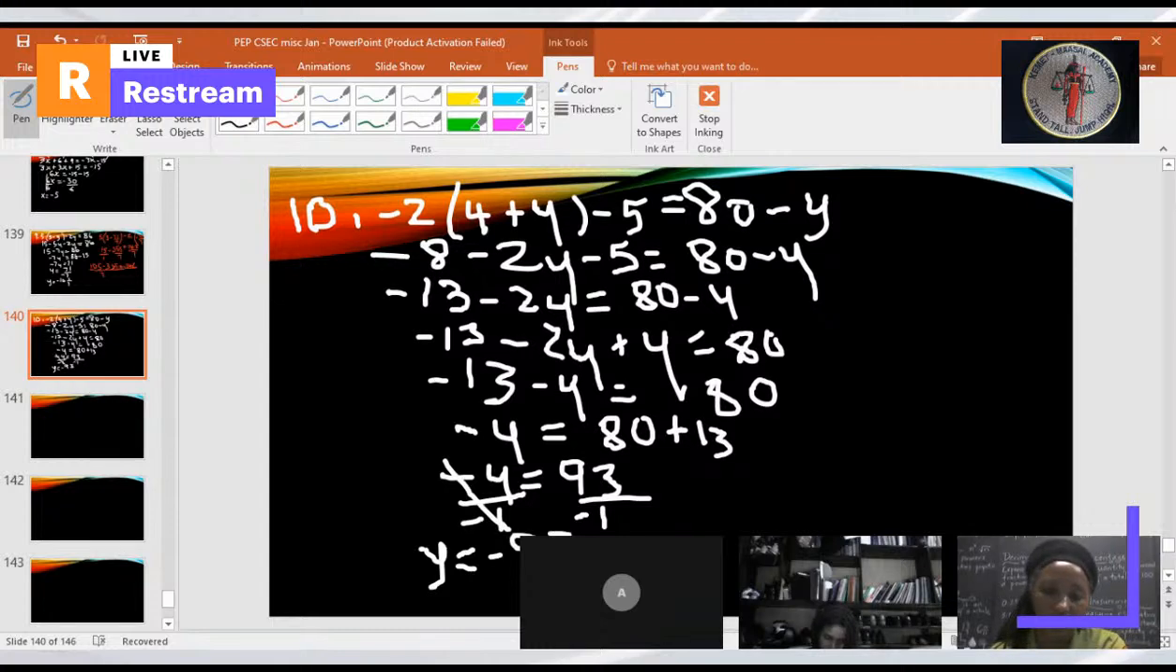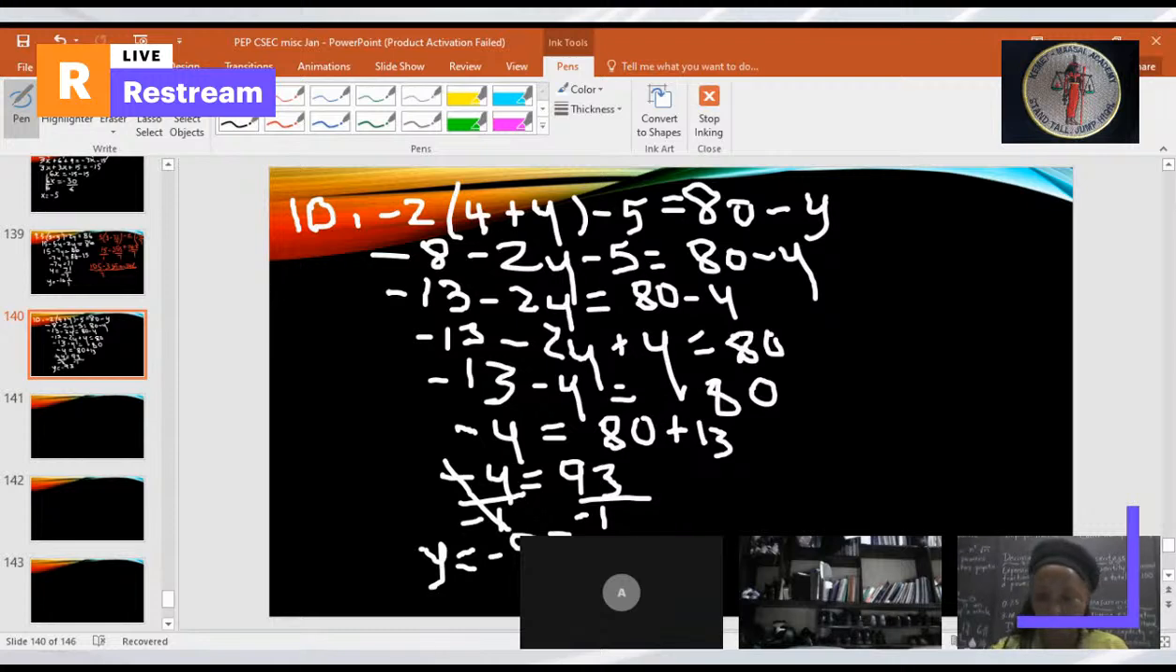All right, so plug this back into the original equation and see if it adds up. So we're plugging in -93 where y is, and we should have the same thing on both sides. Okay. So, Miss, negative 2 times 4... No, don't do it like that. Plug in the -93 first in the bracket and add it to what's in the bracket. So it'll be 4 minus 93.